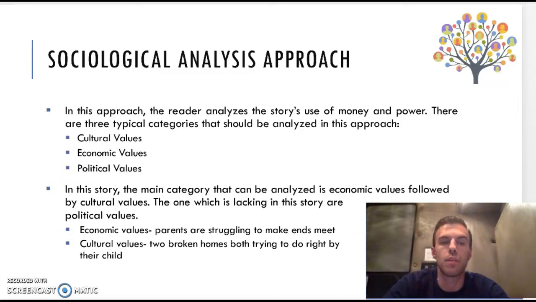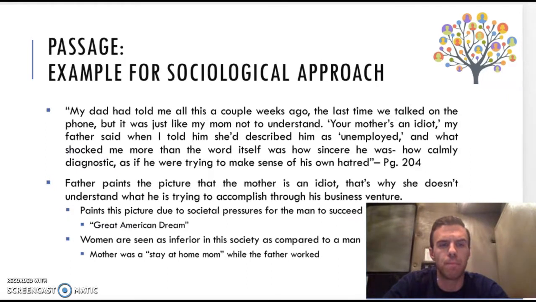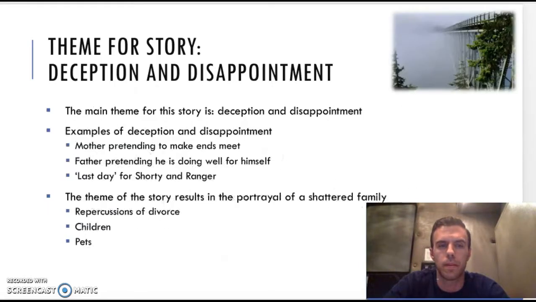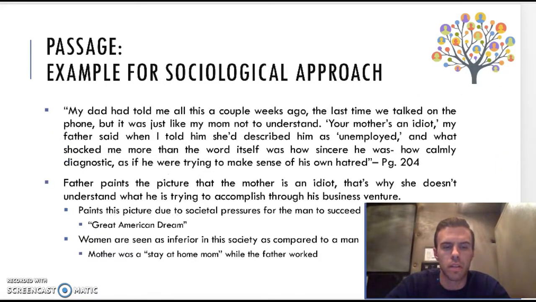The father knew he couldn't take care of his son while he was trying to pursue his dream of being a successful businessman. In this passage on page 204, you can see the implications of societal norms and expectations. The father paints the picture that the mother is an idiot in this passage because of societal pressures for the man to be successful. The father doesn't want to agree with the mother that he is a failure, because he cannot be a failure in the eyes of society.